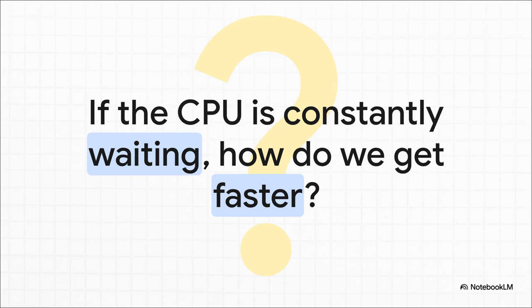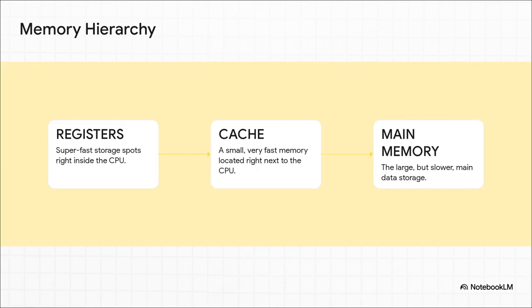So, what do you do? I mean, seriously, if your super fast chef is always waiting on the pantry, your whole kitchen just grinds to a halt. This was the central challenge for early computer engineers. How do you solve the waiting game? The solution they came up with was just ingenious. Don't have just one pantry, have a whole hierarchy of them.